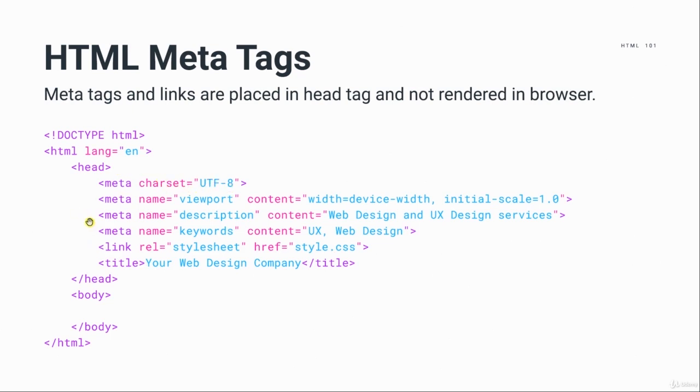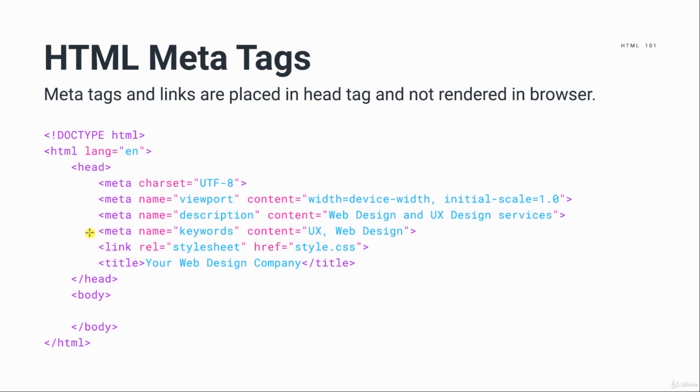So if you want to describe your website, you just open a meta tag and name it description, and then you put content inside it, web design and UX services. So if your website is about web design, UX services, or it's an e-commerce website, you just write a meta tag, and then inside the content you would write web design and UX services.